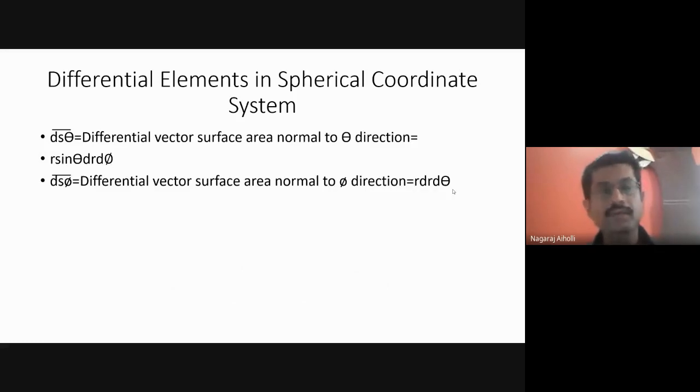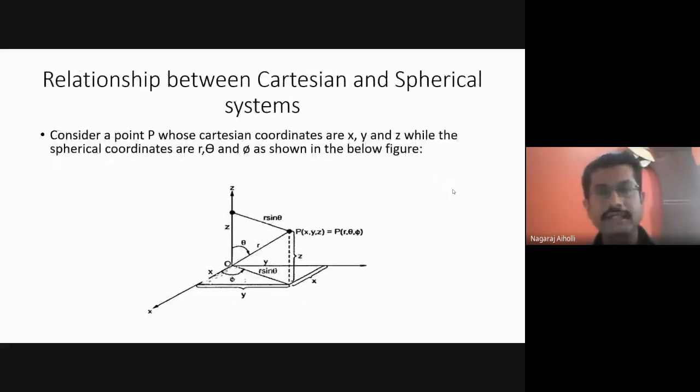Next, we will look into the relationship between Cartesian and spherical systems. I hope the points are clear up till here. Fine. Next, the relationship between Cartesian and spherical systems. Consider the point P with coordinates x, y, z in Cartesian, and the same point also represented in the spherical system as r, theta, phi.